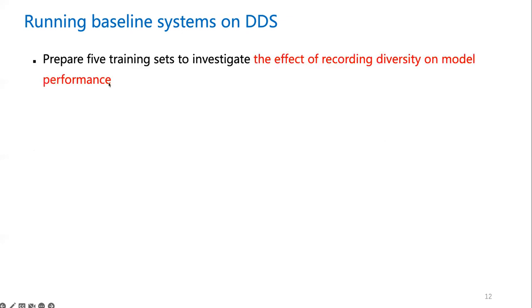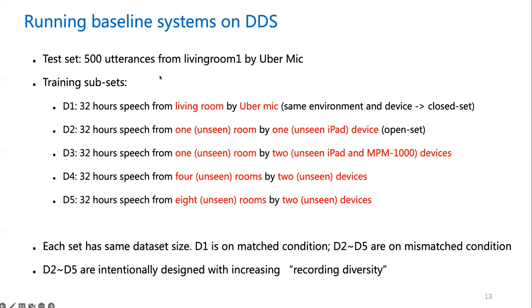We prepared 5 training sets to comprehensively investigate the effect of recording diversity on the model performance. The test set consists of 500 utterances recorded in living room condition by using UberMac. There are 5 training subsets. The D1 set has 32 hours speech data recorded in living room by using UberMac. So you can see the D1 shares exactly the same recording condition in terms of environment and device as that of test set. So it is regarded as the closed set.